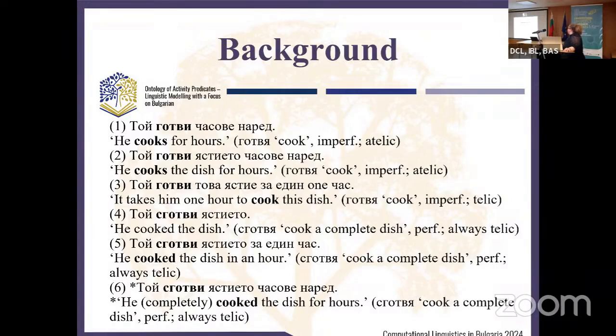And some other examples show either a telic or a non-telic realization of the verb. For example, the verb gotvia in Bulgarian, which is the perfective, always has a telic interpretation. It always implies that something's finished, something's done. So the product of creation, the created entity, is always there at the end.